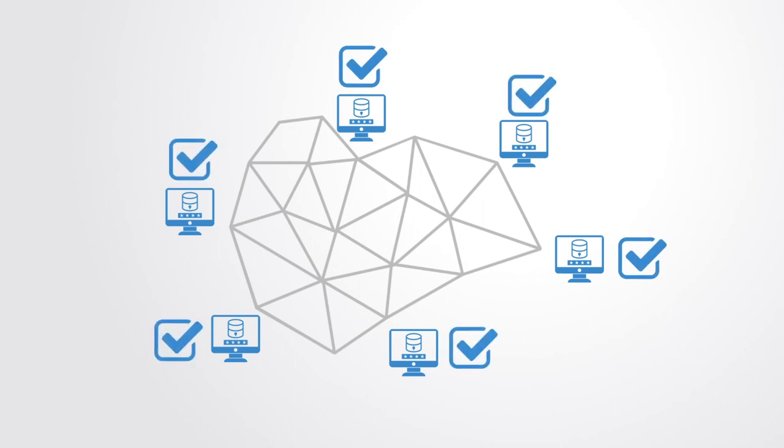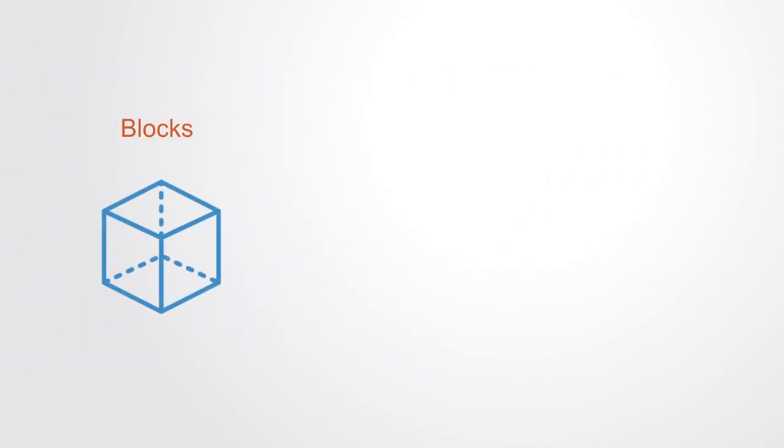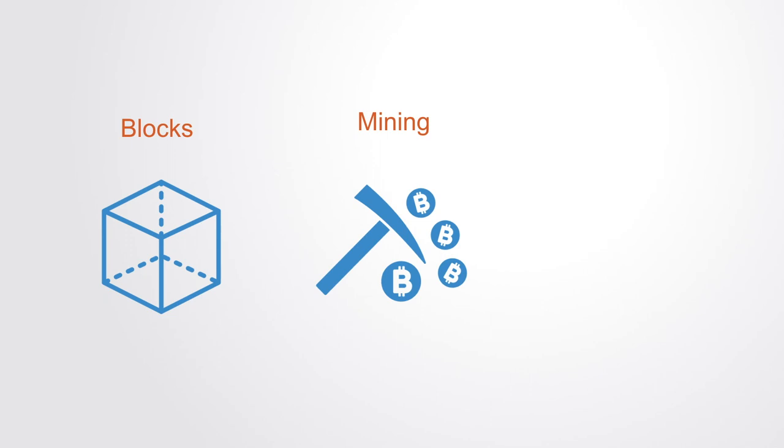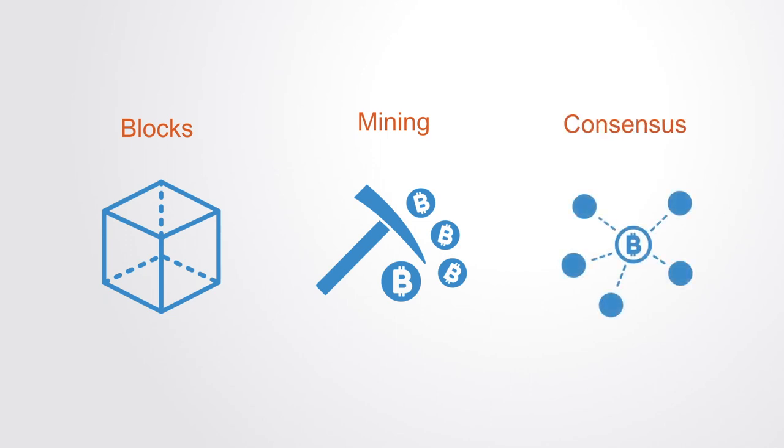So these are three central concepts to understanding the system's workings, that of blocks and hashing, mining and proof of work, and distributed consensus. We'll go over each of these separately.